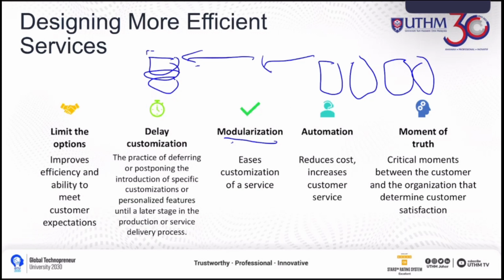The next strategy is to have a moment of truth. You need to know in which state, in which part is the moment of truth. So what is the meaning of moment of truth? Is actually a critical moments between the customer and the organizations that determine the customer satisfactions. Example, restaurants. So when is the critical moment happens? So if you imagine in restaurants, so the critical moments happen is during welcoming the guests, during taking the order, during serving the meals. Okay, so these are crucial for the customer satisfaction.